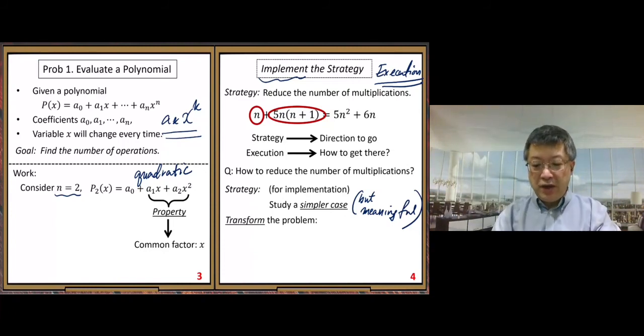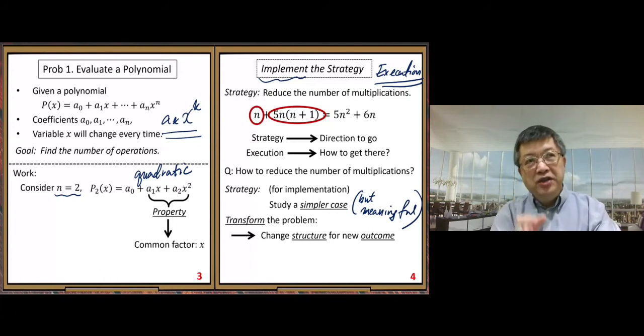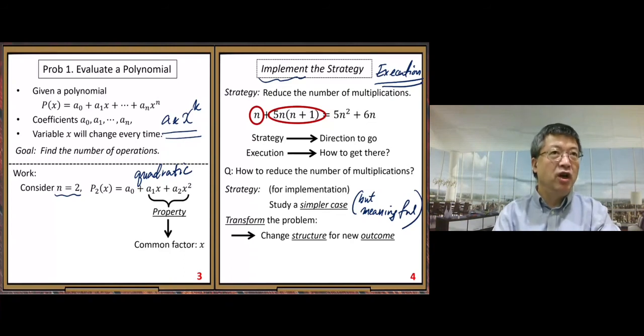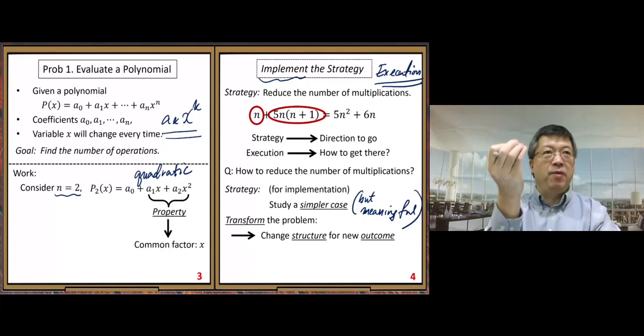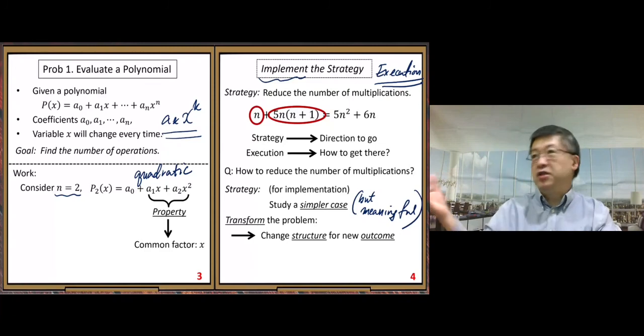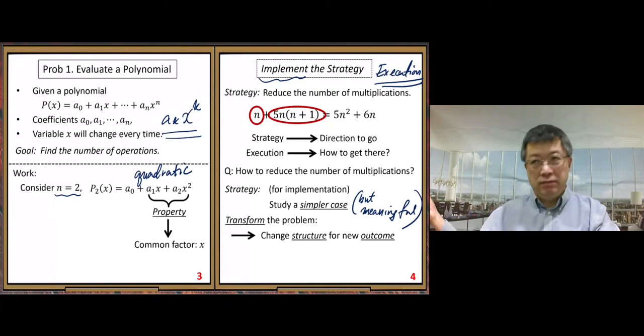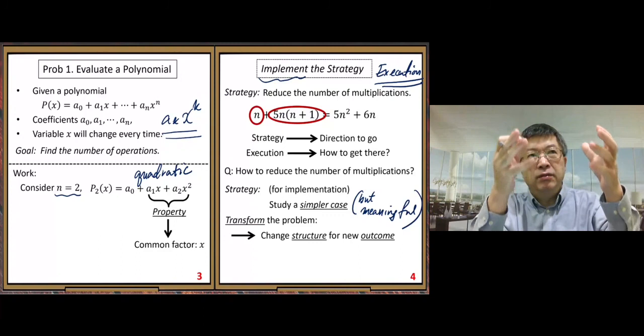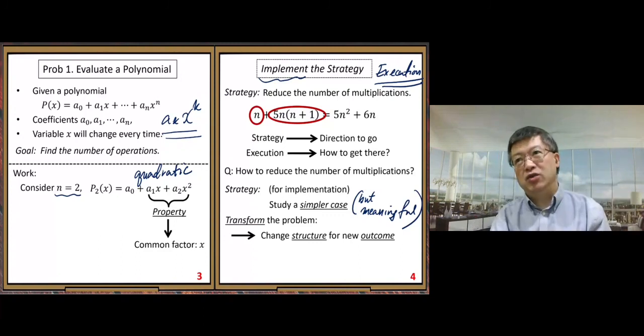Okay, so let's do it now. We change structure for new outcome. We change the structure of the original expression. When we change structure, we see something useful. If we do not change structure, we cannot see. Some good property is hidden. It is buried somewhere. We cannot find it. Now we change the structure to reveal that hidden nice property. So that's what we are going to do here.